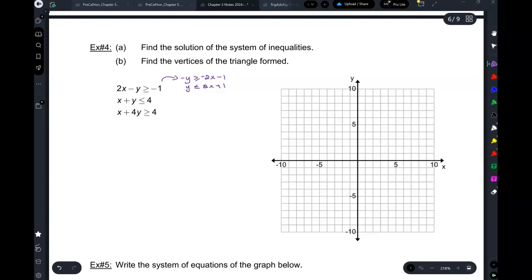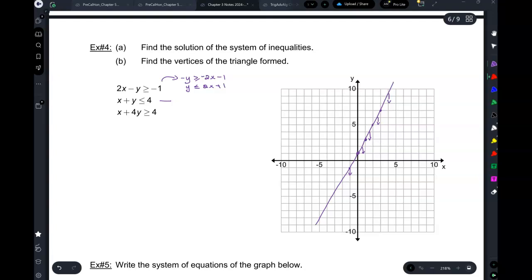So now let's go up to 1, up to over 1, right? This is going to be a solid line. Okay, now I'm going to shade underneath this because it's below. So I put my little guide arrows. Okay, next, let's go to this one.